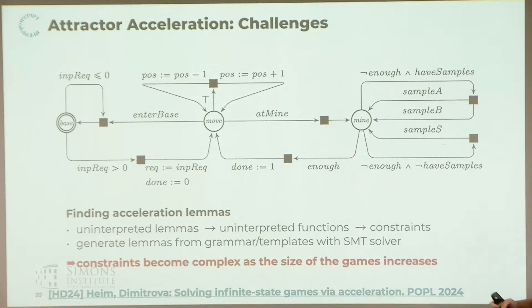The challenge is that as the game size increases, those constraints become more and more complex. Also, establishing that the respective player can enforce the step relation requires a recursive query to the attractor computation, which means that overall the constraints can become very complicated, and in the worst case they can refer to all the variables and aspects of the game that are maybe not relevant for the argument that we want to establish.